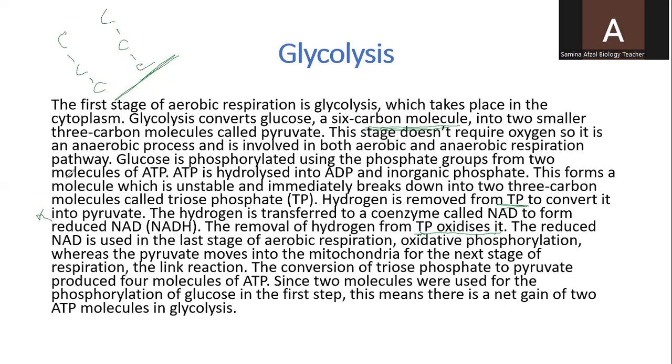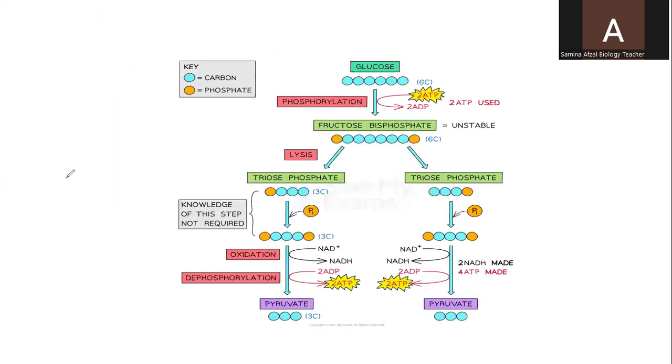So here you can see the diagram. I will explain this diagram. As you can see, glucose is a 6 carbon compound. What happens with it? Two molecules of ATP are used up and changed into ADP because phosphorylation takes place over here, due to which the glucose is changed into fructose biphosphate.